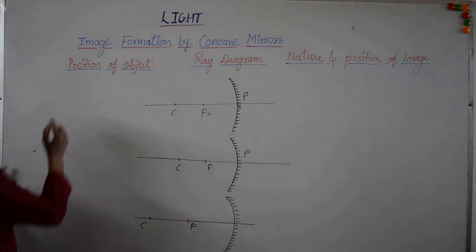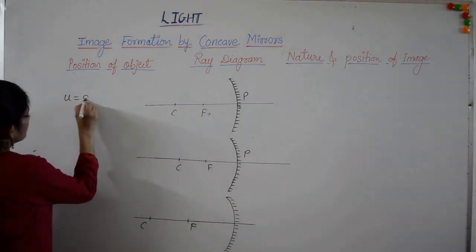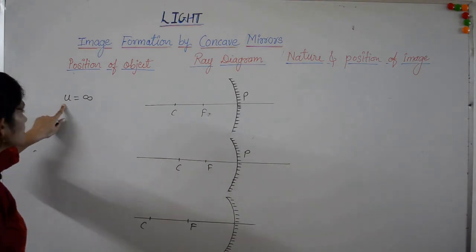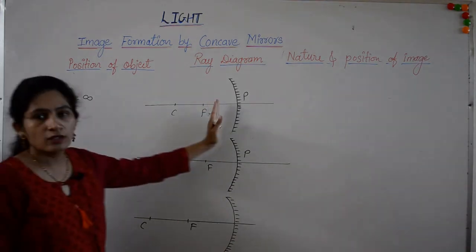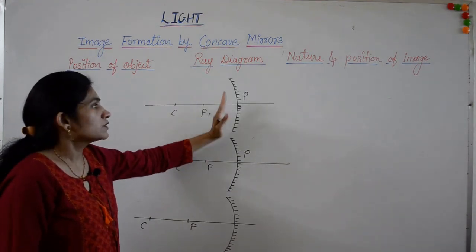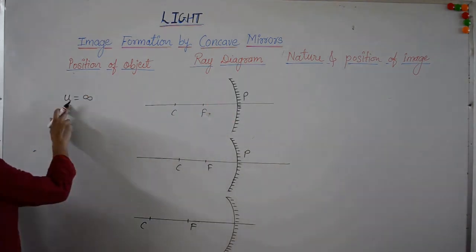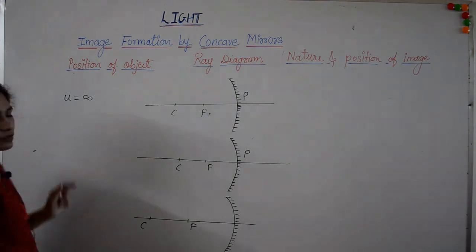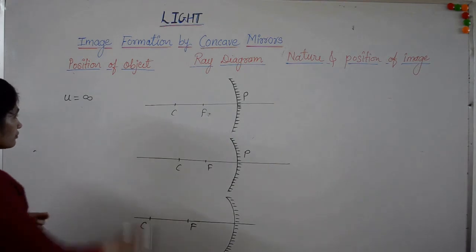When the object is at infinity, this U denotes the object distance. Object distance means the distance of the object from the mirror, at what distance the object is kept from the pole of the mirror. This is called object distance, denoted by U, and image distance is denoted by V.